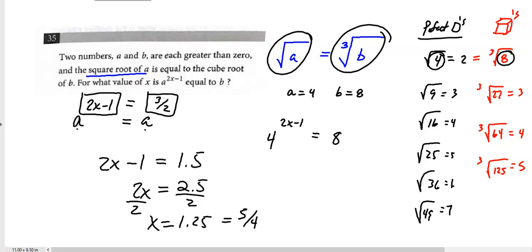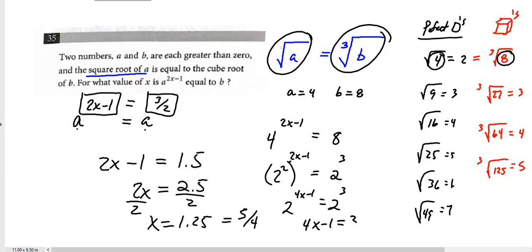I could have written them both as powers of 2 and been like 2 squared to the 2x minus 1, and this equals 2 cubed. And so multiplying my exponents, 2 to the 4x minus 1 equals 2 to the third. I guess I would have done the same thing, trying to solve when is 4x minus 1 equal to 3. So 4x equals 4.